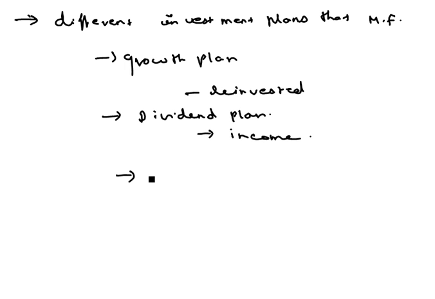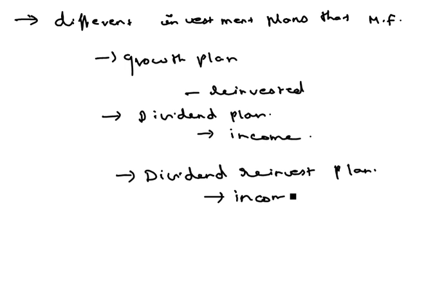But there is something called dividend reinvestment plan. So in this case, there is some amount of capital appreciation possible, and also some amount of income will be reinvested. So it's a mix of both growth and dividend. And under this plan, the dividends declared by a fund are reinvested in the scheme on behalf of the investor, thus increasing the number of units held by the investors.